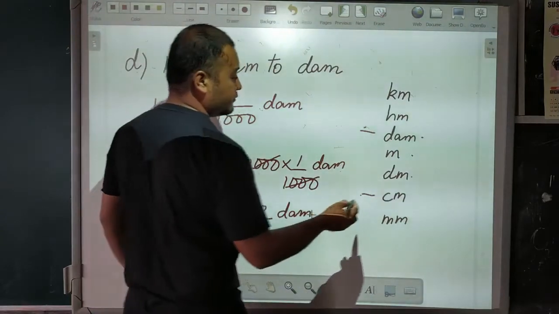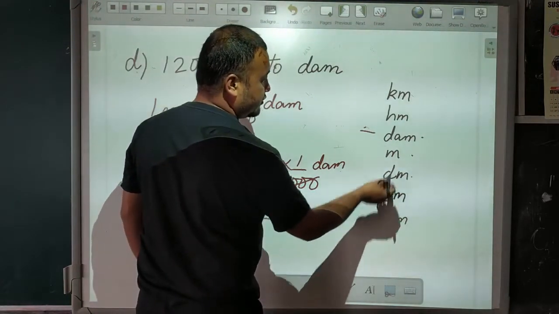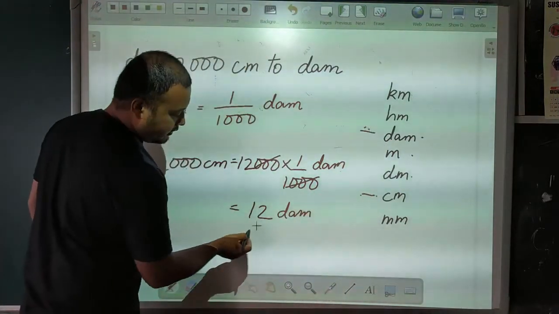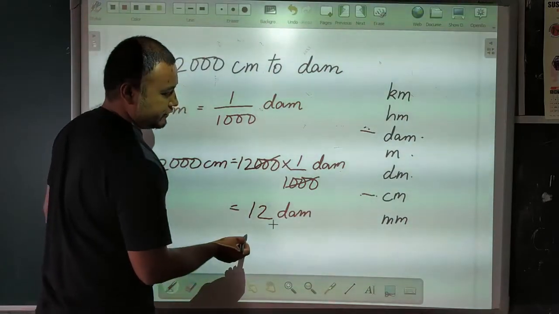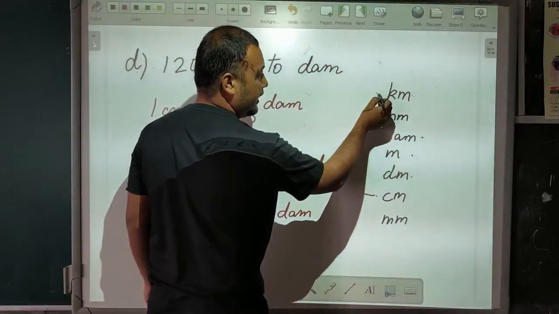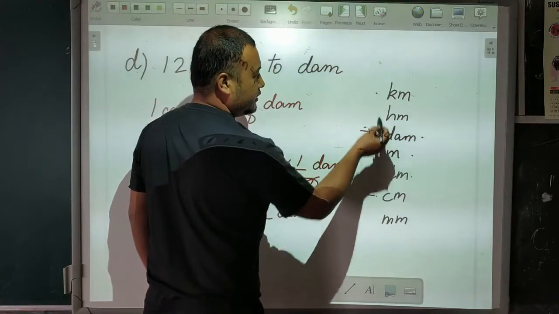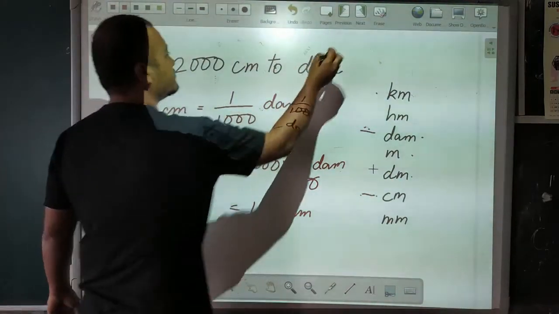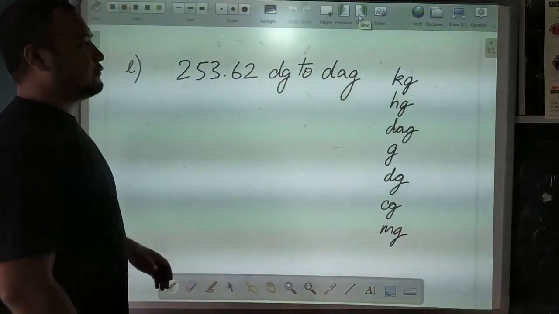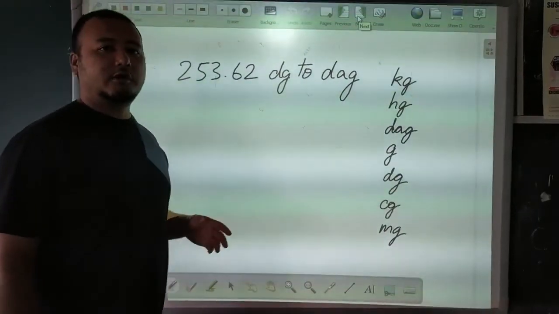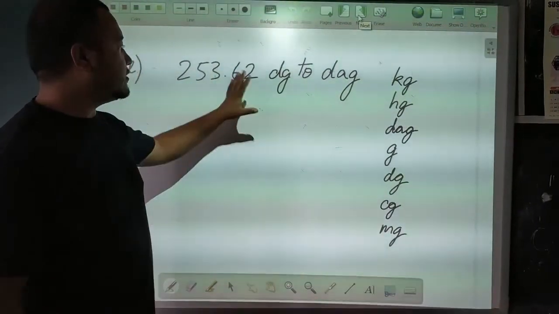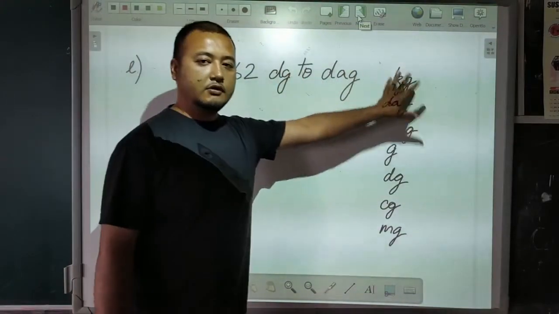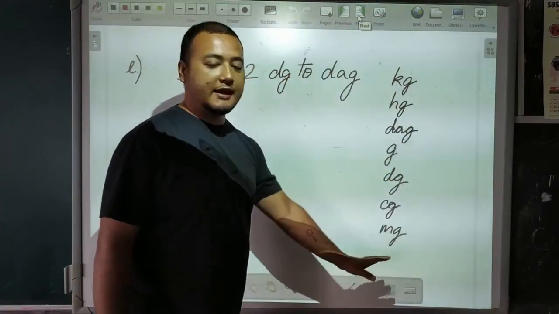So whenever you are going from a smaller unit to a higher unit, this number becomes smaller. Whenever you are coming from a higher unit to a smaller unit, the number becomes bigger. Next, in the same way, those 4 problems were for length. Now this one is for grams, and the method is exactly the same.